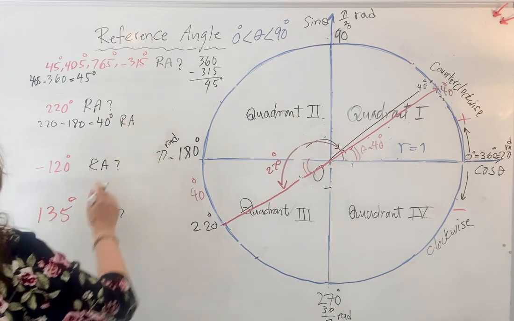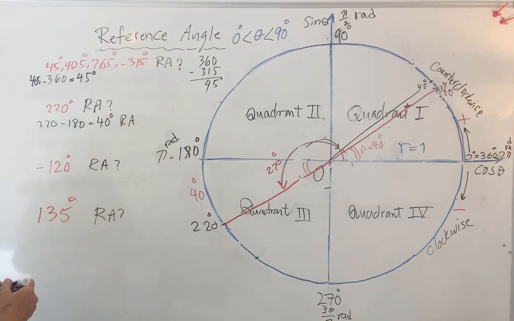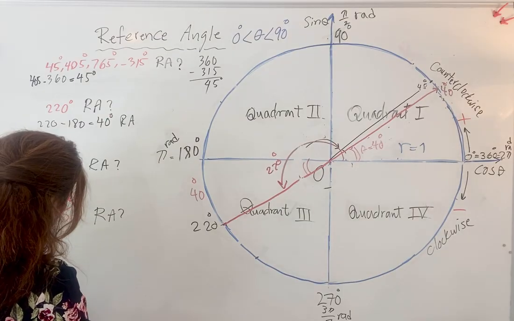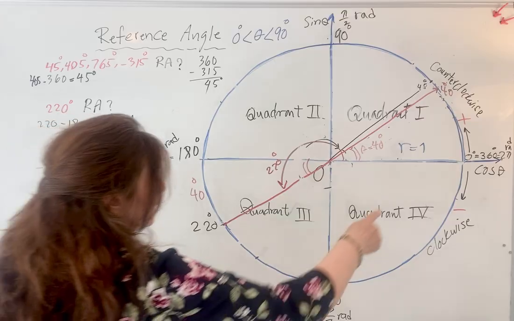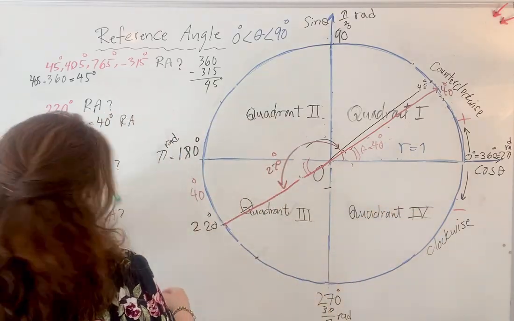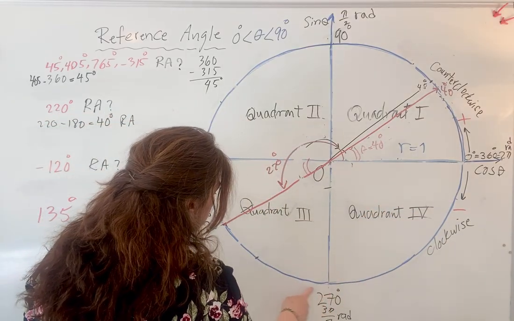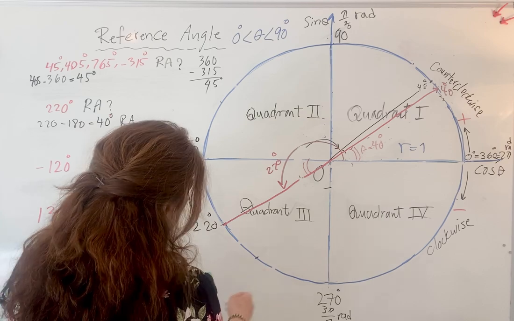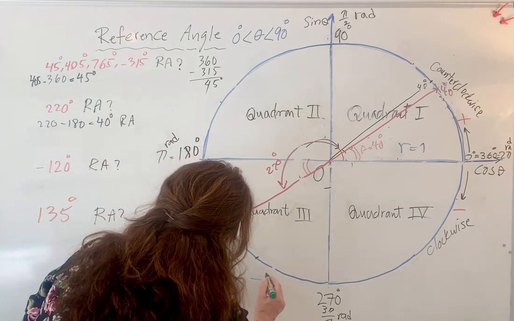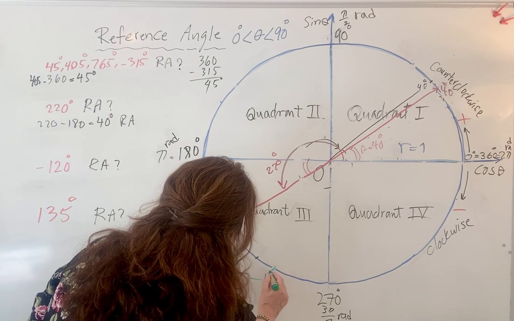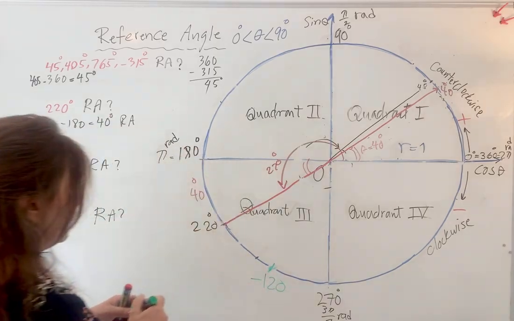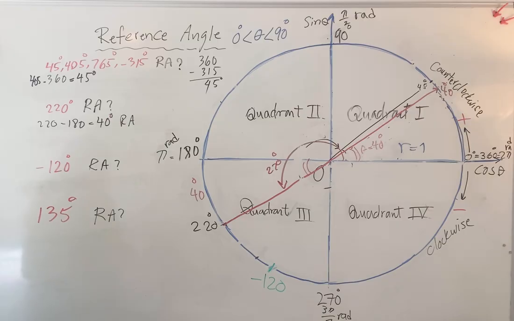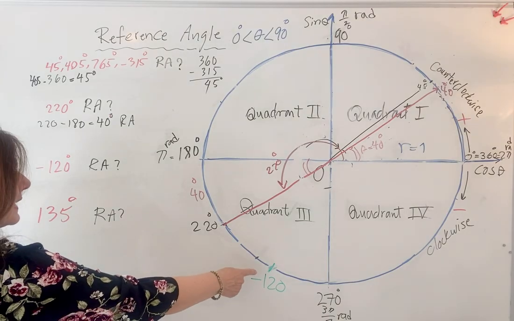Reference angle. How about negative 120 degrees? Okay, negative 120. What is this one? This is clockwise, negative. 120 is, this is negative 90, and 30 more here is negative 120 degrees. It must be somewhere here. Yes. Okay, this one. What is the reference angle of this?